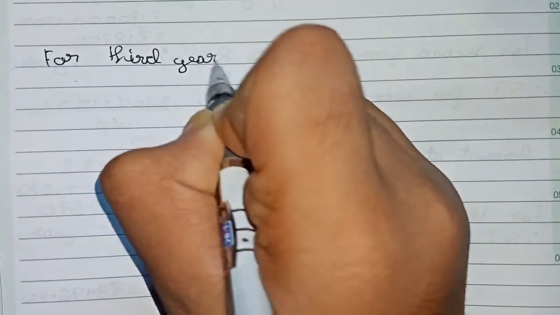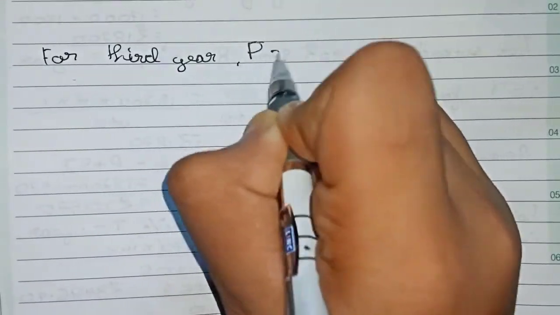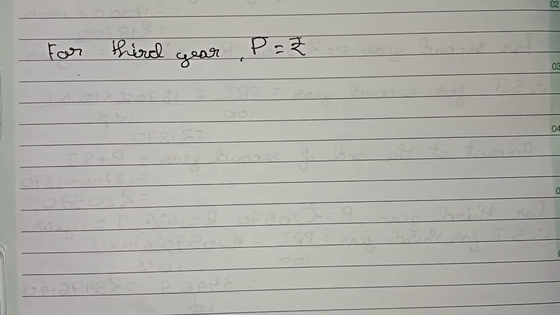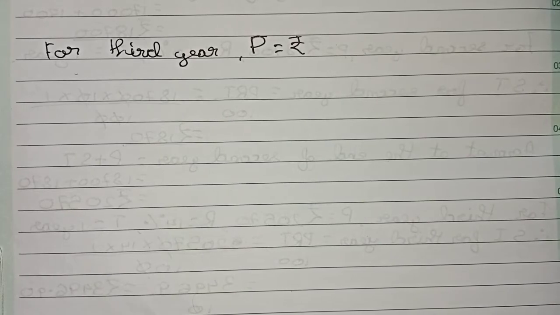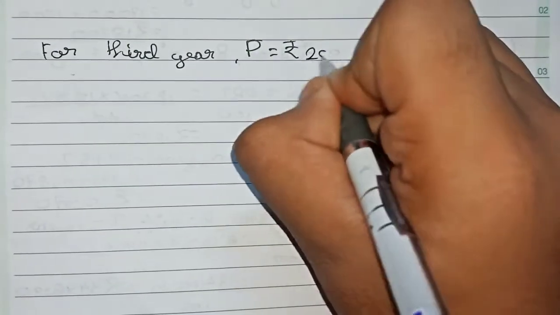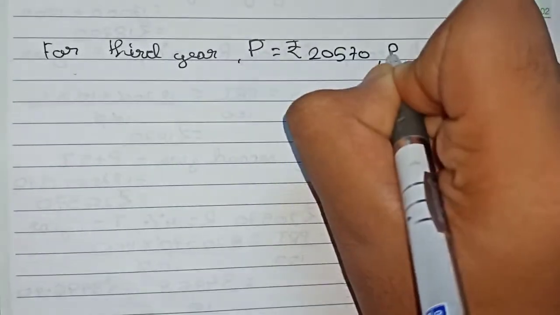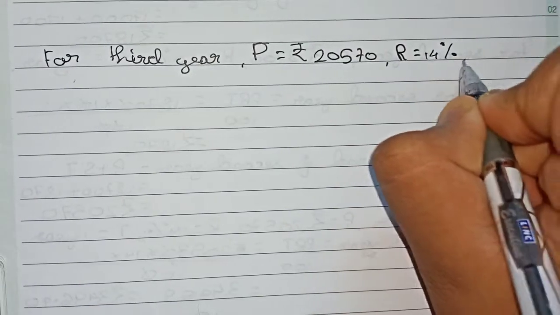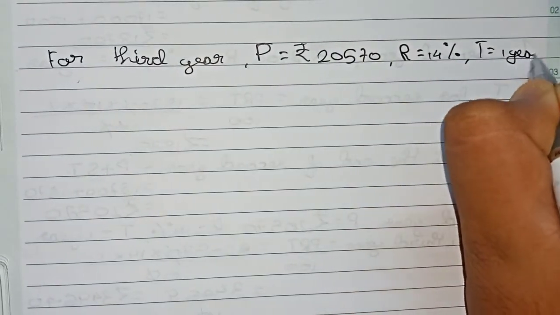To find the interest for the third year, we write: for the third year, the amount at the end of the second year becomes the principal. So our principal for the third year is 20,570. The rate of interest, as given in the question for the last year, is 14%, and the time will be 1 year.